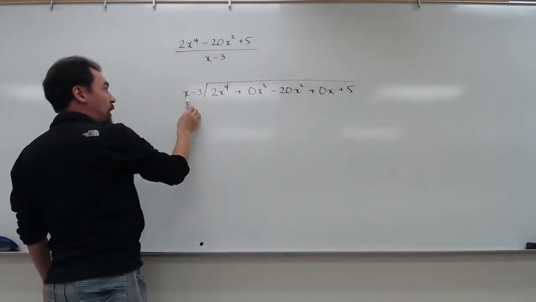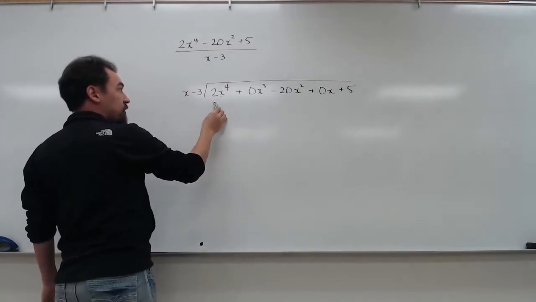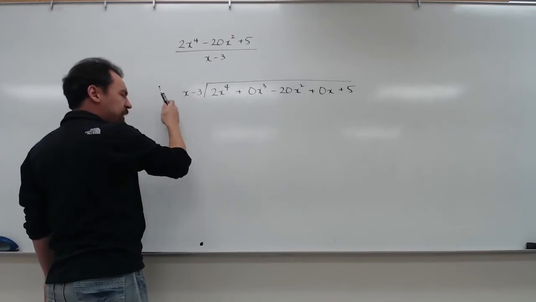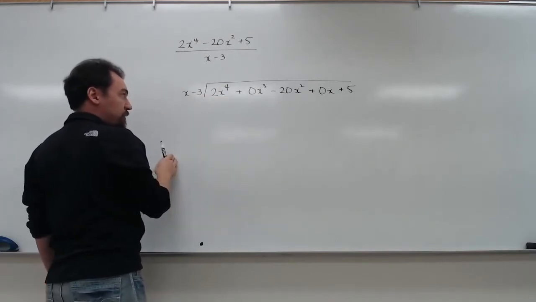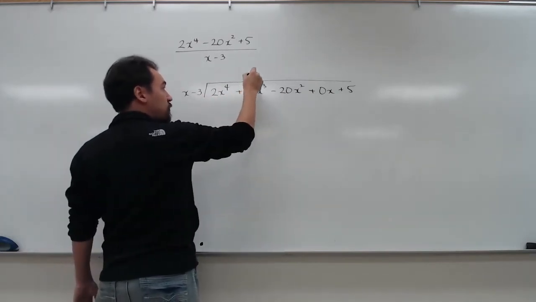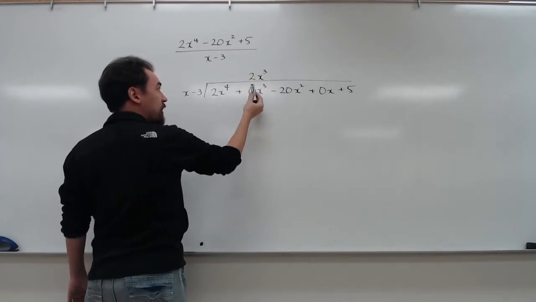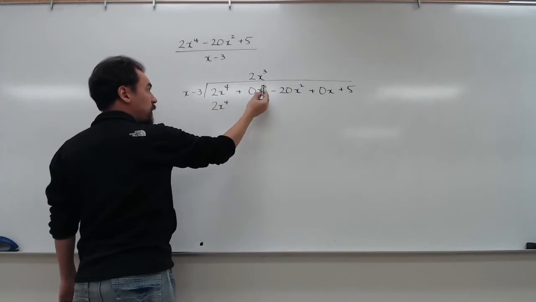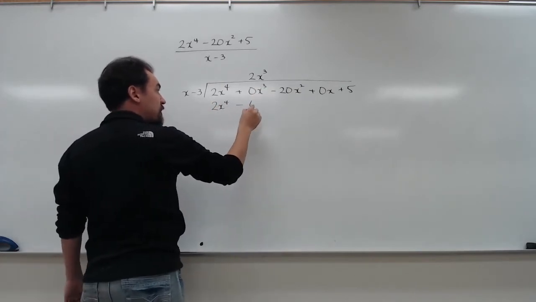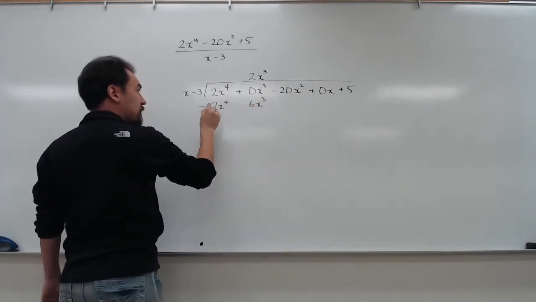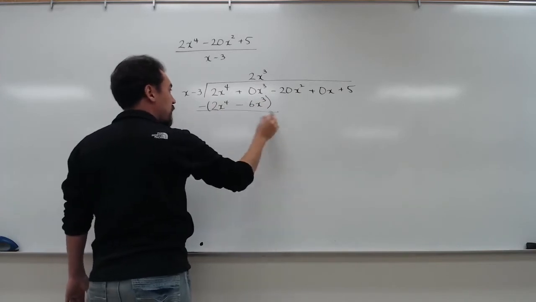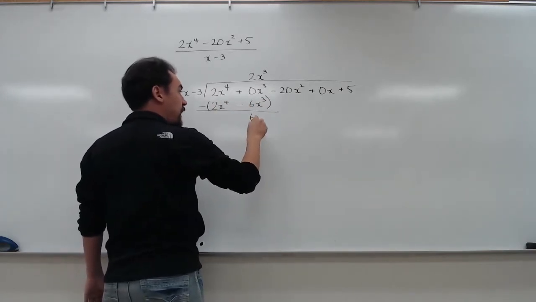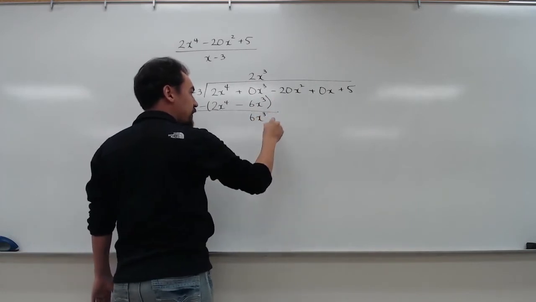First step, how many times does x go into the leading order 2x to the 4th? Well, x times x cubed gives me x to the 4th, and I need 2, so I'm going to put down 2x cubed, and say 2x cubed times x is 2x to the 4th, 2x cubed times -3 is -6x cubed. Then I'll subtract very carefully. Those cancel. 0 minus -6x cubed is positive 6x cubed. Bring down the next term.